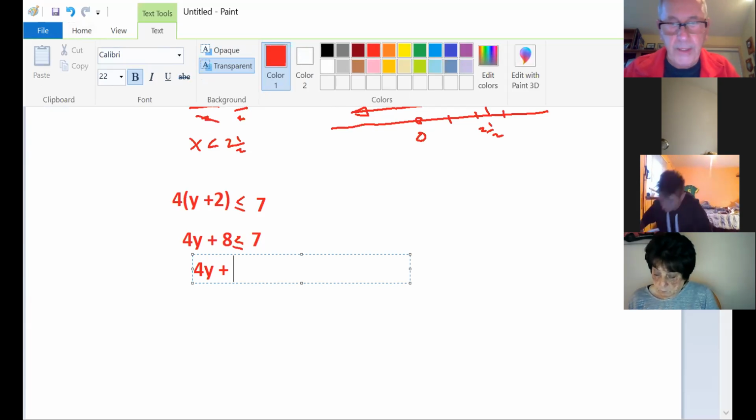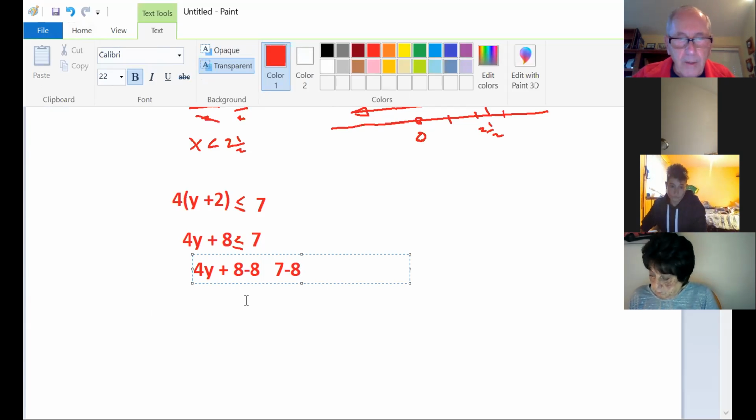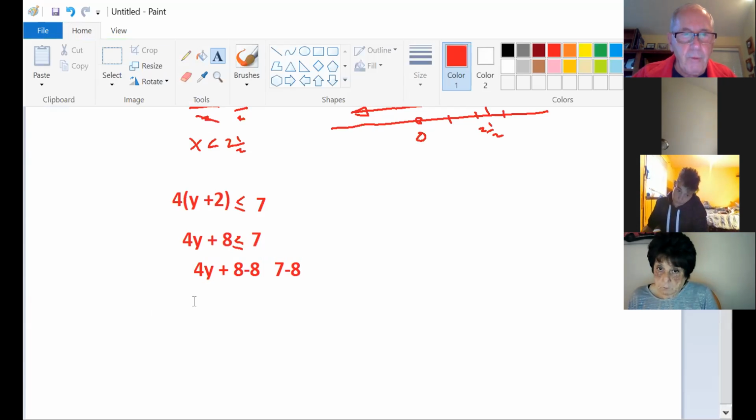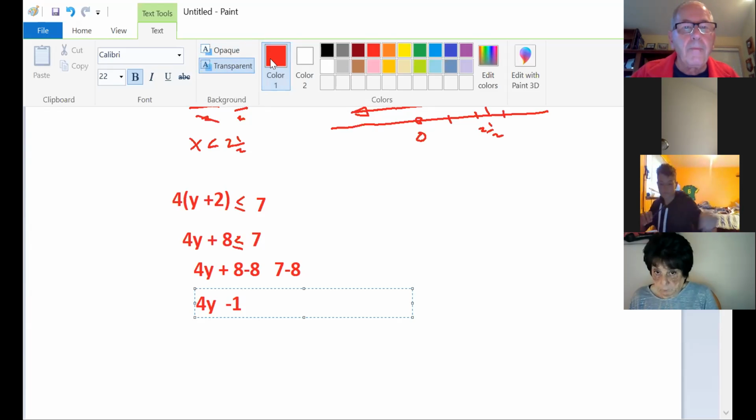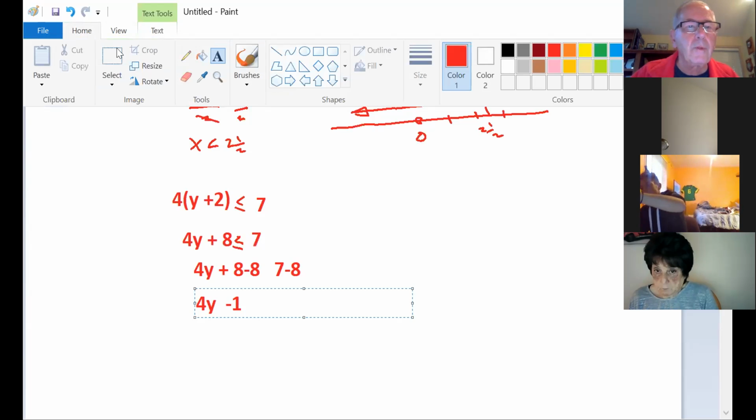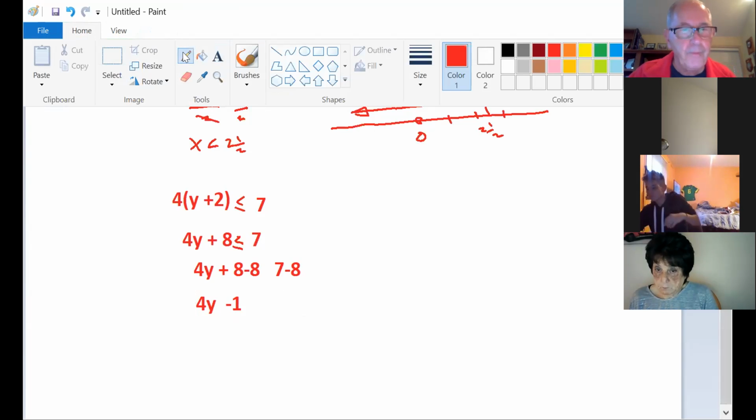So it'd be plus 8 minus 8. And then that sign, and it would be 7 minus 8. Because what I'm doing is getting rid of the 8 on the left-hand side, right? And there's an inequality sign in there, so I'll put it back in. 4y is equal to 7 minus 8, which is minus 1, right? So in this particular one, this would be your answer.